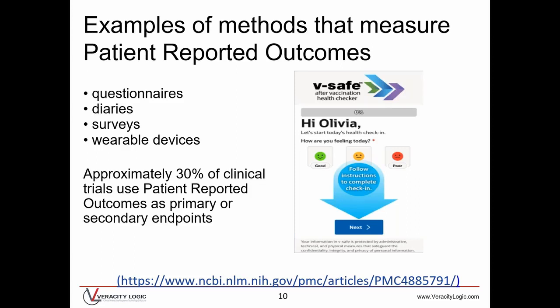For a diary, for example, it might say, "Did you take your medication today?" And the responses would be yes or no. If yes, enter the time of day you took your medication, and if no, what was the reason? On a survey, an example of this is where the CDC is now texting a survey for anyone who has received a COVID-19 vaccine. Just a few simple questions to give feedback regarding possible side effects. And wearable devices, for example, track heart rate and body temperature. It is reported that 30% of all trials use patient-reported outcomes as primary or secondary endpoints.